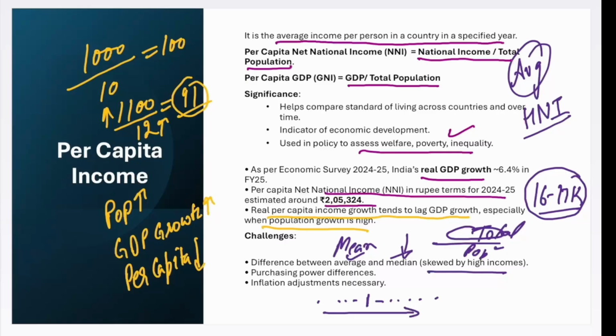Second, there's a purchasing power difference as well. That is also a challenge, and inflation adjustment is necessary. If we do not adjust inflation, we will not be able to come to the right point, and that's what we discussed when we talked about the nominal and the real growths, the nominal GDP and the real GDP.